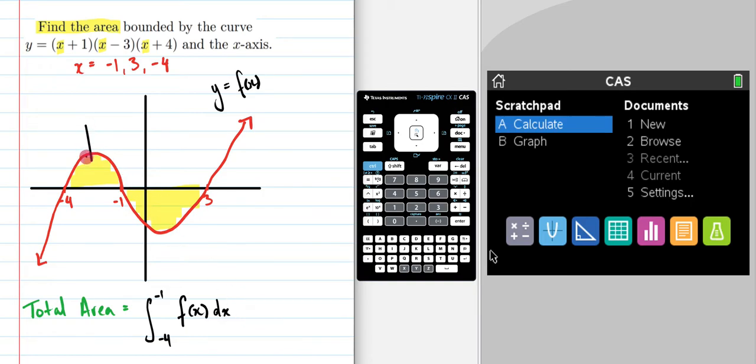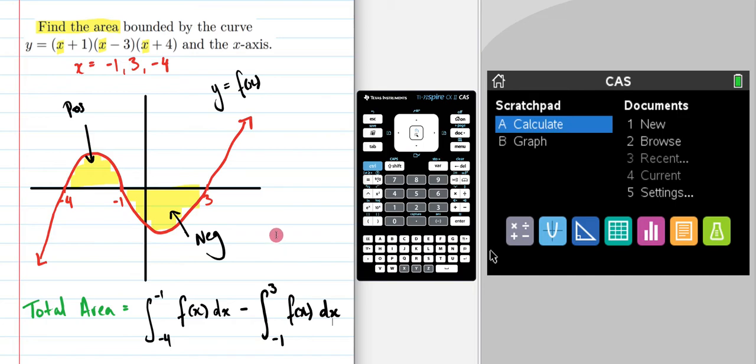So this one right here, this is positive because it's above the x-axis. But this one right here, because it's below the x-axis, is going to be negative. If I want to figure out what the total area is, I'm going to have to chuck a negative out the front. So that negative and negative becomes a positive, and I'll find what the entire area is. So this is going to be the integral from -1 to 3 of f of x, d of x. Perfect.